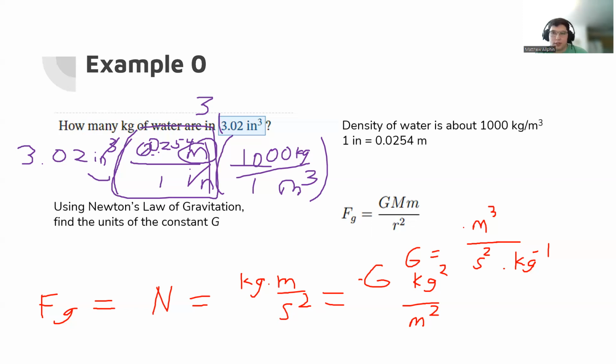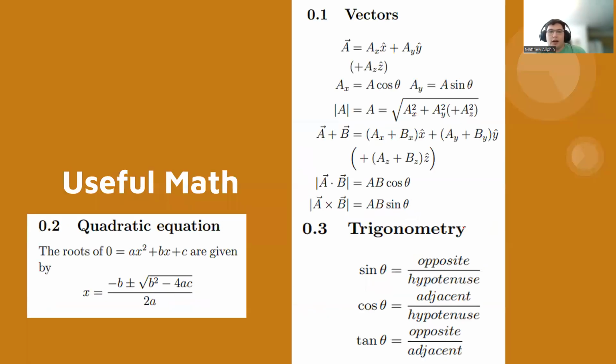But with unit conversions, or checking your units, it's very helpful, at least for me, to find out whether or not I made a mistake. But we'll go ahead and move on to just some more basic math stuff.